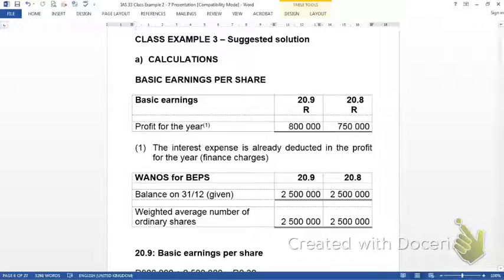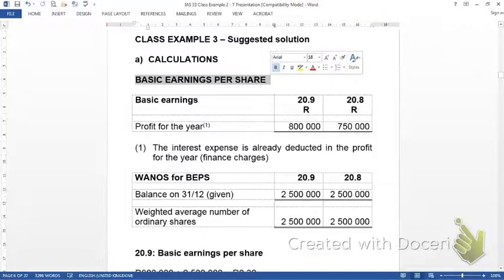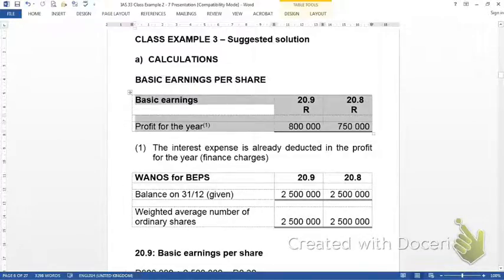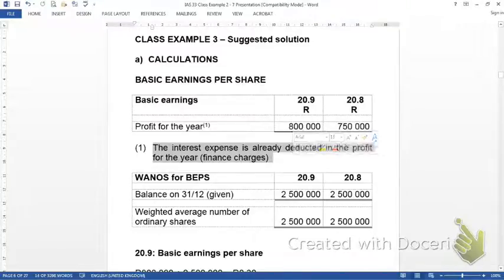Firstly, look at the calculations for basic earnings per share. Remember, we have to calculate the basic earnings per share and thereafter we have to calculate the diluted earnings per share. For basic earnings, we take the profit for the year. There's no adjustment. And remember, already included in there, because it is the profit for the year, we have already deducted the interest expense, normal. So there's no adjustment for that.